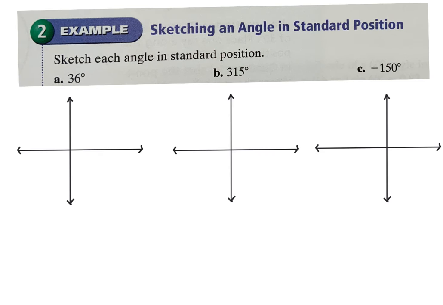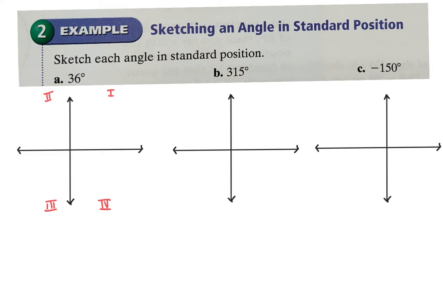This first one, let's just think logically. Which quadrant is 36 degrees going to be in? The top right quadrant, the first quadrant. Remember your quadrants: quadrant 1, quadrant 2, and remember those move counterclockwise too, by the way. Quadrant 3, quadrant 4, right? 36 degrees is going to be in the first quadrant.